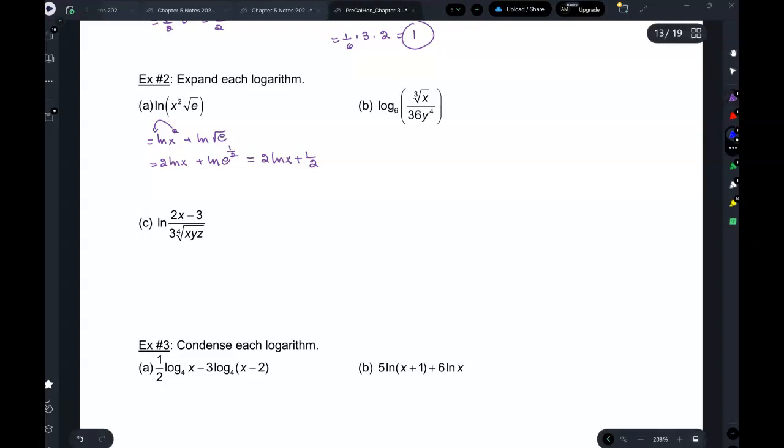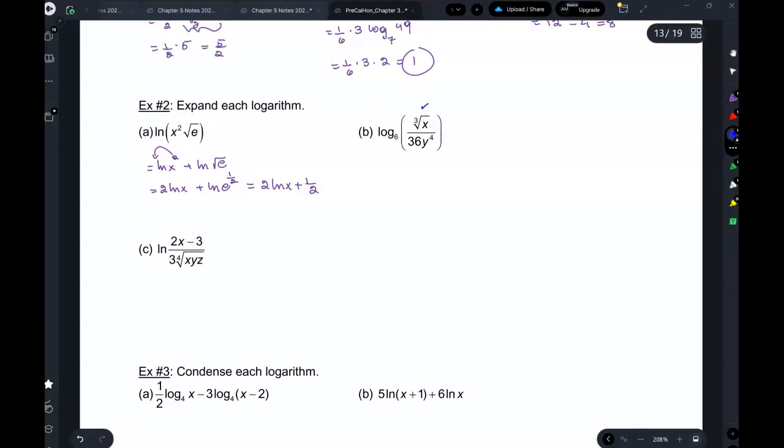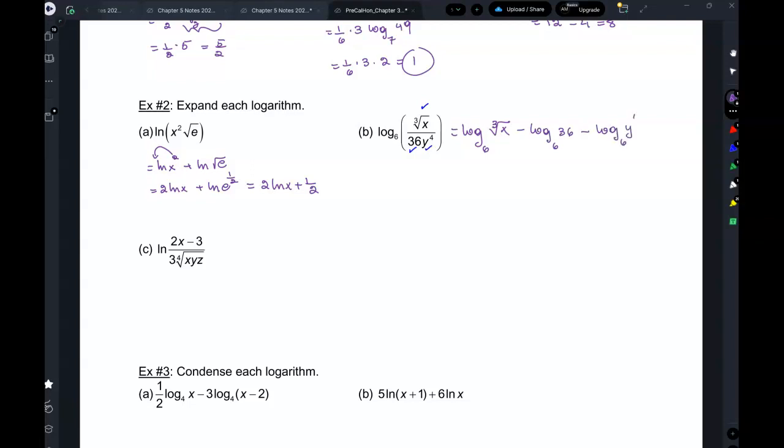Take a look at the next one. First, identify how many elements are in the argument of the logarithm. How many elements are inside the logarithm? I have 1, cube root of x, 2, 36, 3, y to the 4. If there are 3 elements, I need to have 3 separate logarithms. So log base 6 of cube root of x, and then everything else that's in the denominator gets a separate minus of its own. So minus log base 6 of 36 minus log base 6 of y to the 4.